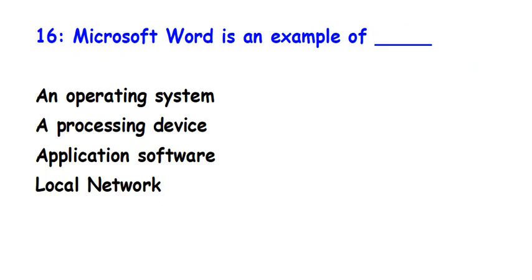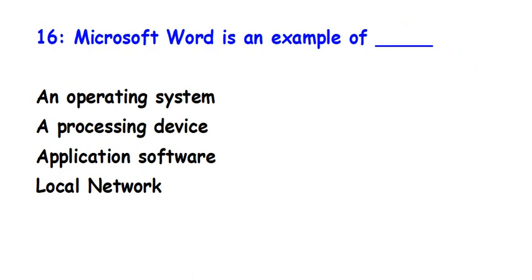Question number 16, Microsoft Word is an example of dash. A is an operating system. Nope. It's a processing device. No. Application software. Yes. Local network. No. So you know that Microsoft Word is an application software.